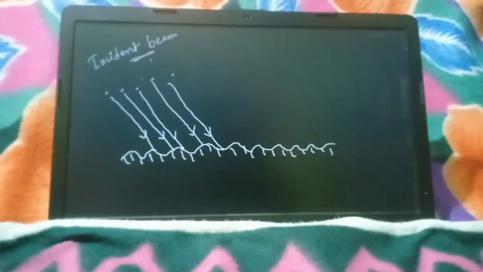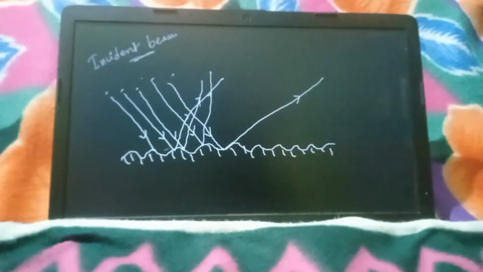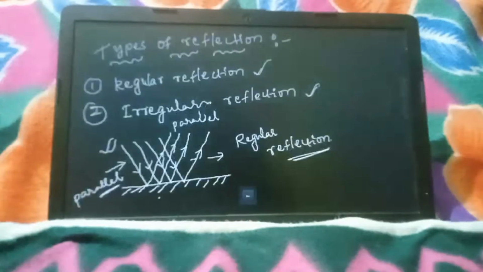So here it is a parallel beam, right? But the reflected light rays are not parallel to each other. These reflected light rays move in different directions. So with these two cases, you can understand the difference.